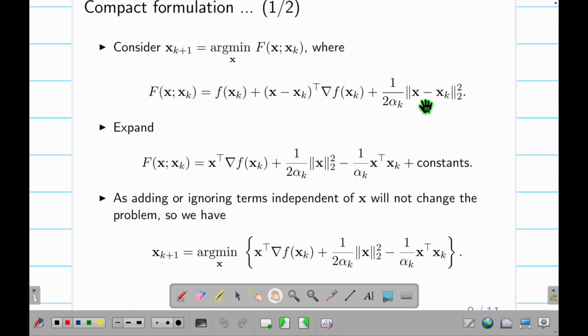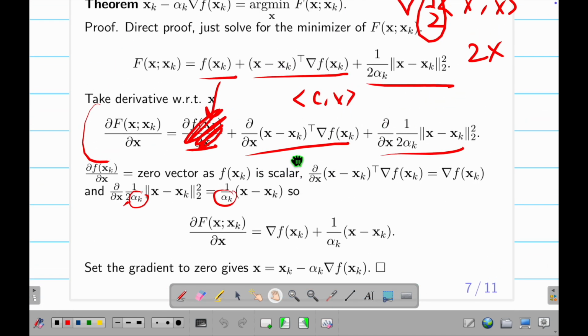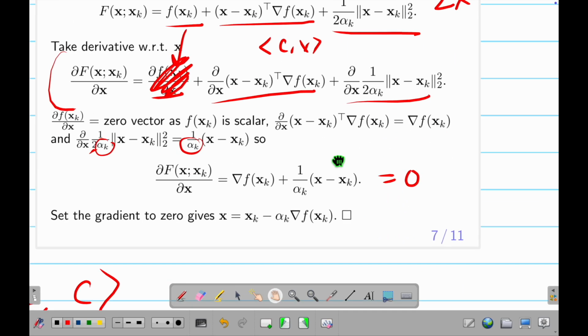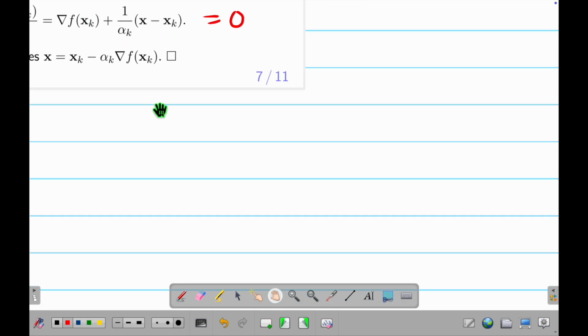What's next? Now I have this expression. What I'm showing is just this thing. Take differentiation, and it gives me this thing. This is the minimizer of this big F if this is 0. So I just solve this thing equals 0, right?